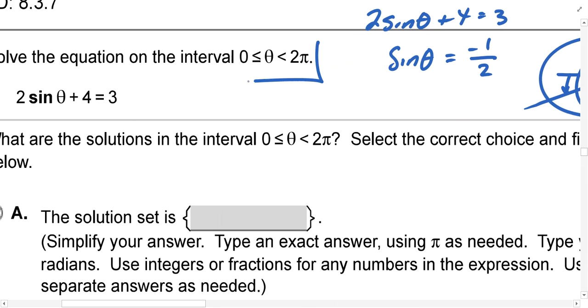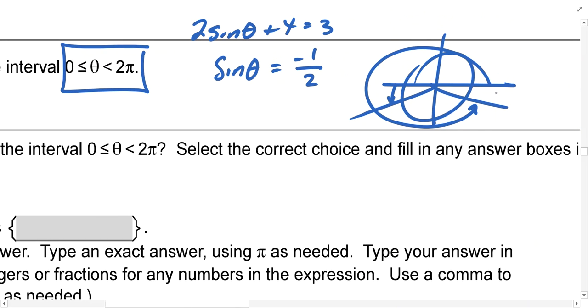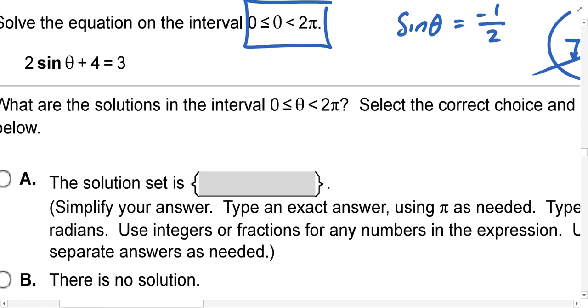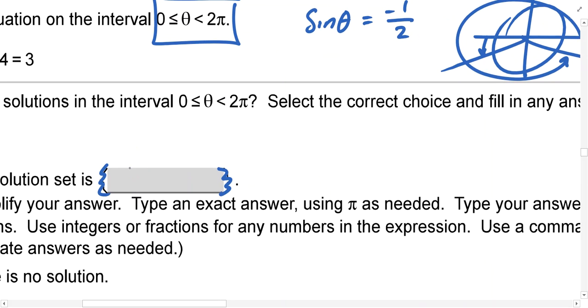Since we are looking for solutions between 0 and 2 pi, I don't want to report this angle as negative pi over 6. That doesn't land in the domain. So instead, I'll say 11 pi over 6. Now the solution set, you can see the squiggly braces here. Was never good at drawing those, but the solutions are 2. We've got 7 pi over 6 for this angle and 11 pi over 6 for this angle.